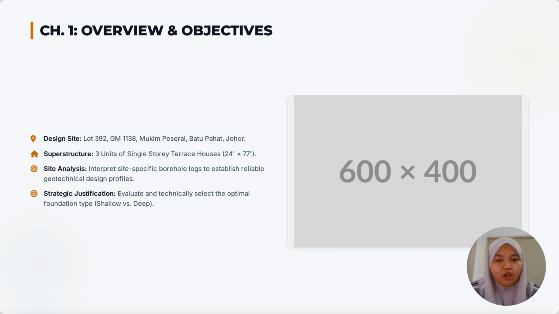For Section 1, Overview and Objective. Design site: Lot 392 GM 1138, Mukim Peserai, Batu Pahat. For superstructure, 3 units of single-story terrace house. Site analysis: interpret site-specific borehole logs to establish a reliable geotechnical design profile. For strategic justification, evaluate and technically select the optimal foundation type, shallow versus deep.